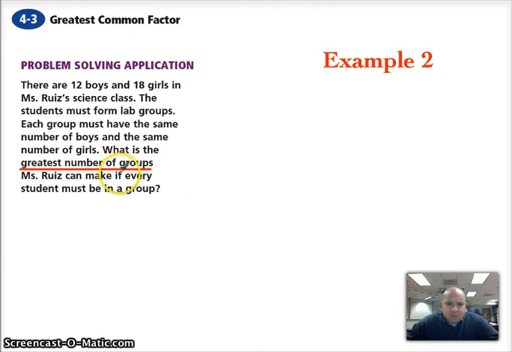What is the greatest number of groups Ms. Ruiz can make if every student must be in a group? First of all, I might say, well, let's put 1 boy and 2 girls in each group. So we're still looking for the greatest number of groups. Greatest number of groups is what we're looking for. I'm going to put 1 boy and 2 girls. So if that happens, we've got 2 girls for each group. There we've taken care of 4 girls. We are going to put another boy, another 2 girls, another boy, another 2 girls.